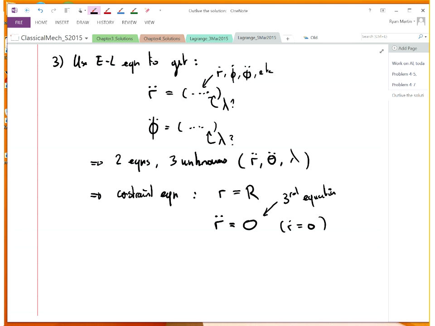And then you're going to try to eliminate the phi double dot, and you're going to find that you need to eliminate the phi dot, not the phi double dot. Okay, so now you're going to have to use a trick.